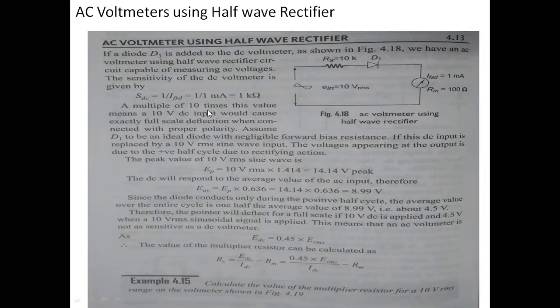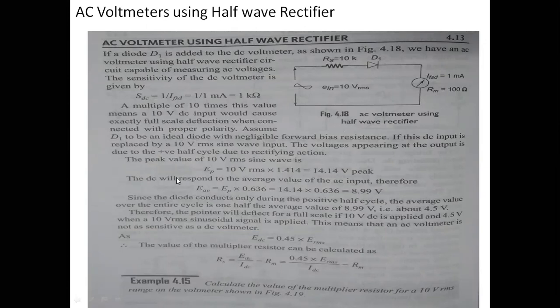So here, a multiple of 10 times this value means 10 volts. This input would cause exactly full scale deflection. Here we are applying an AC voltage input, 10 volts RMS is applied across these two terminals, and here we have connected a series resistance of 10 kilo ohms.